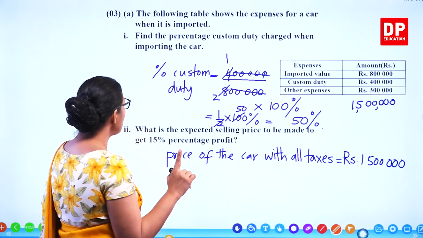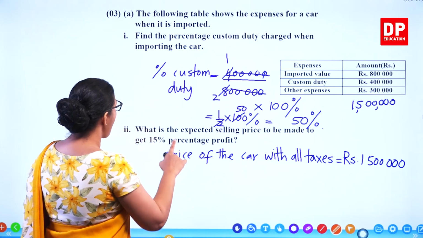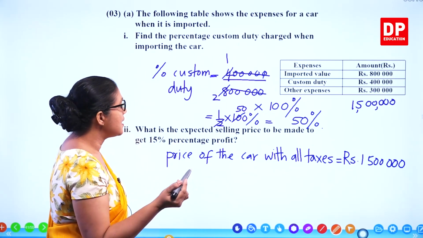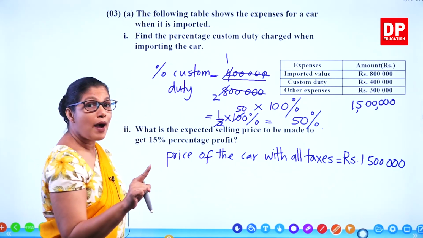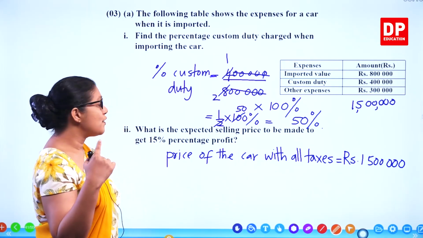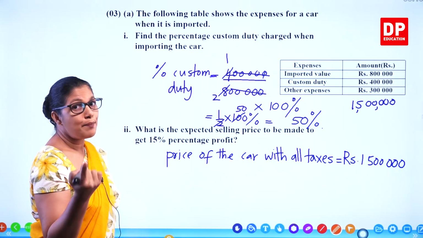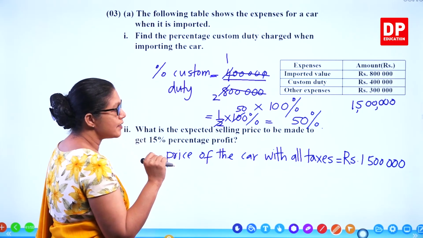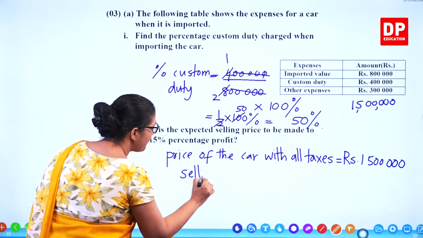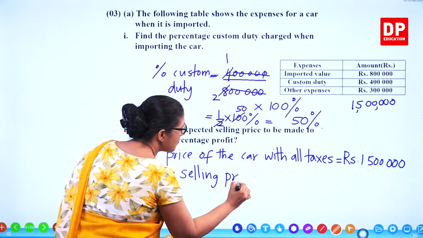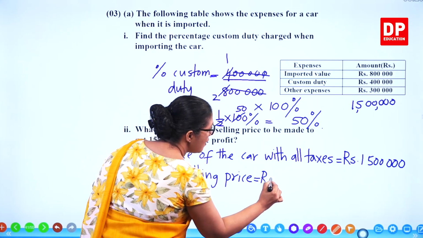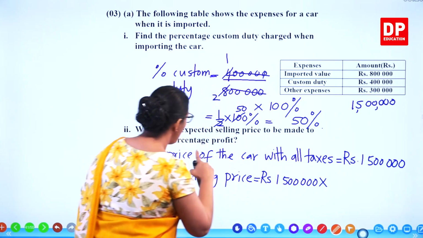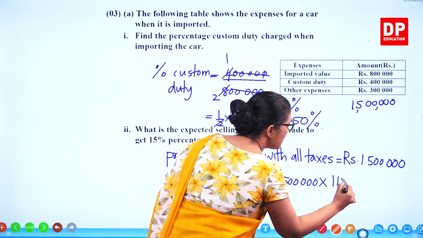Then it says you have to make a profit of 15,000 rupees. So what is the selling price? If you buy for 100 rupees, you have to sell it for 115 to get a profit of 15. So if this is 1,500,000, what is the selling price? Selling price becomes the value here, 1,500,000 rupees into 115 over 100.